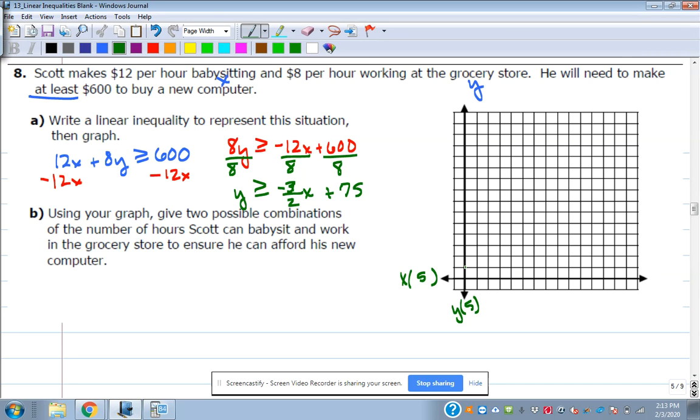So we're going to go up here to 75. 5, 10, 15, 20, 25, 30, 35, 40, 45, 50, 55, 60, 65, 70, 75, right there at the tippy top. And then negative 3 over 2, it's like down 1, 2, 3, over 2. I'm just doing that a bunch of times. And it's a solid line because it's got the equal to mark, like Blake told us.